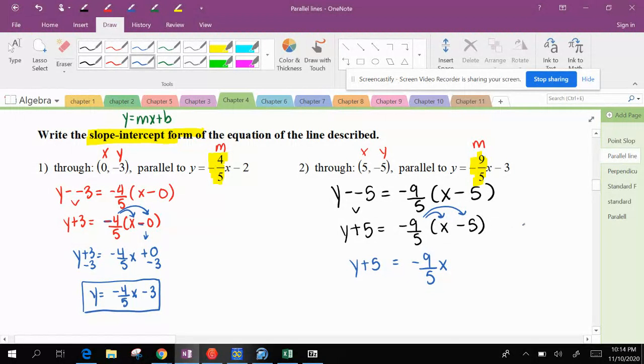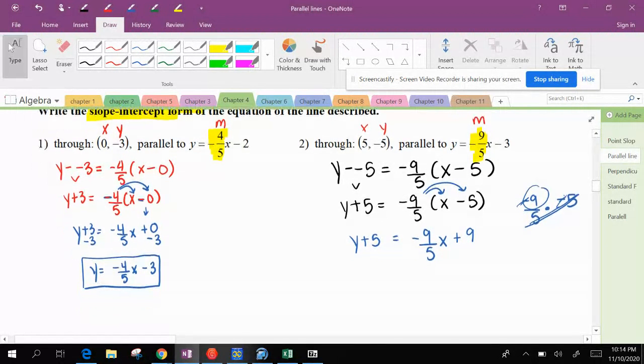What does negative 9 over 5 times negative 5 simplify to? My 5's cancel out right here, and a negative times a negative is a positive. So the only thing you're left with is a 9, and it's positive, so plus 9. Combine like terms. What should my final equation look like? Here we go: y equals negative 9 over 5x plus 4.